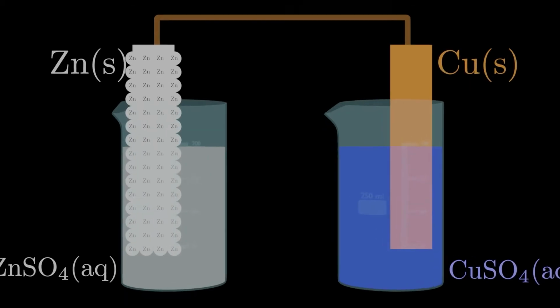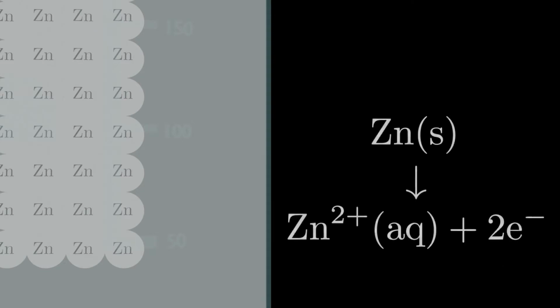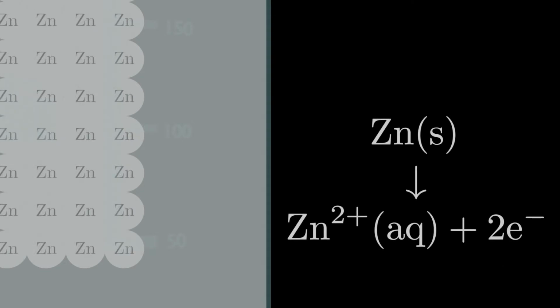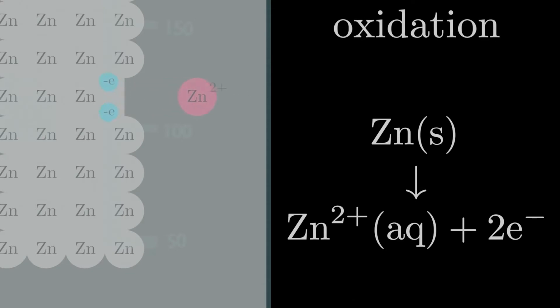On the side with the zinc and zinc sulfate, there's a tendency for this chemical reaction to occur. We say the solid zinc on the plate is being oxidized to produce an extra aqueous zinc 2 plus ion in solution to join all the other zinc ions, along with two electrons, and it's these electrons that have a propensity to travel down the conducting wire.